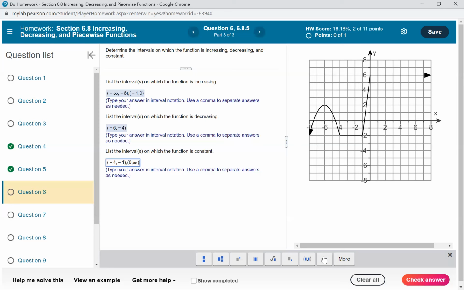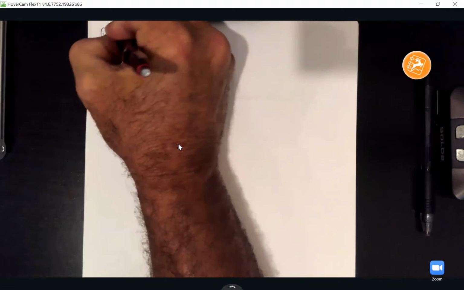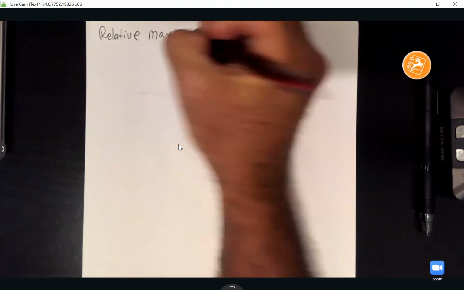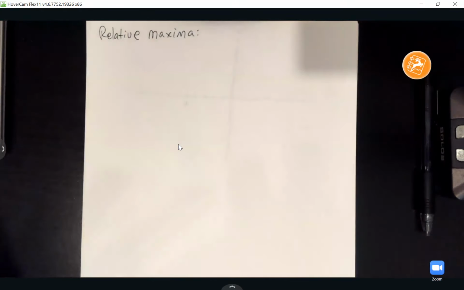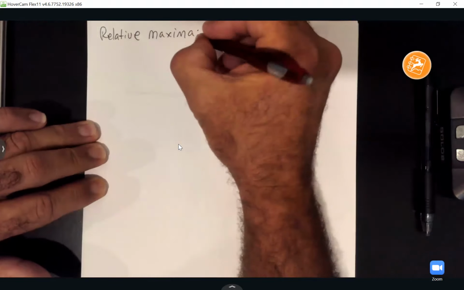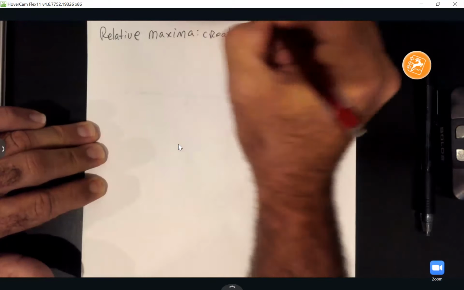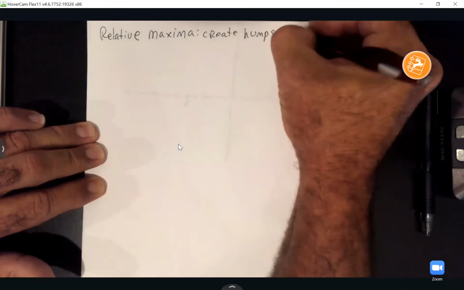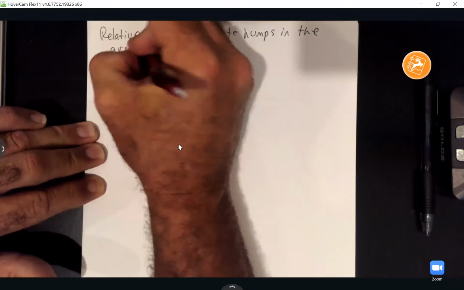All righty, so let me break out a few definitions and then we'll come in and do some more of these. So let me go to my pad. In this section, they also tell us about what we call a relative max. So they call these relative maxima. A relative maximum is like a maximum value, but it happens in little sections. So a relative maximum happens when there's a hump in the graph. We'll just say these create humps in the graph.